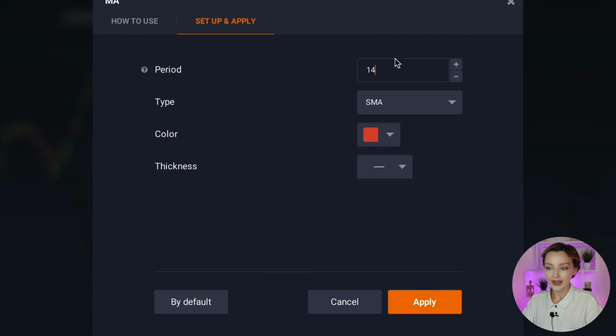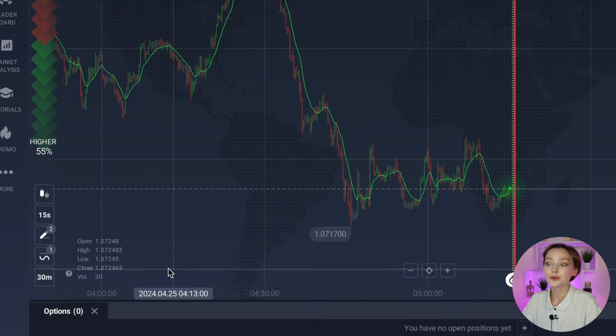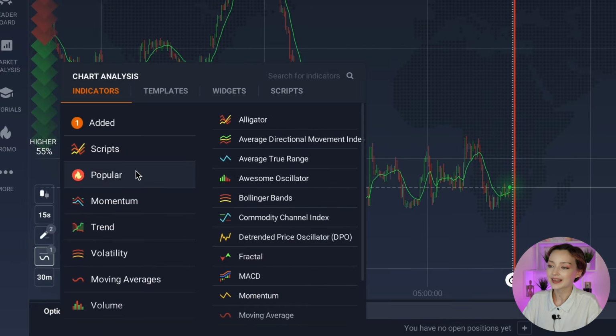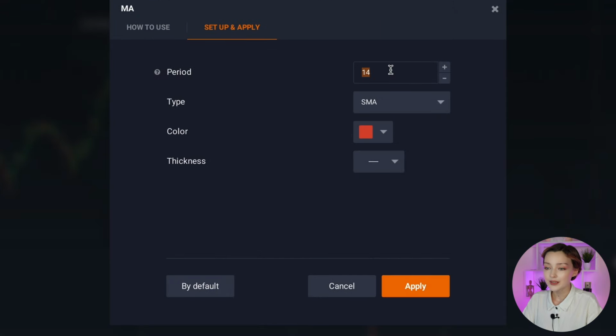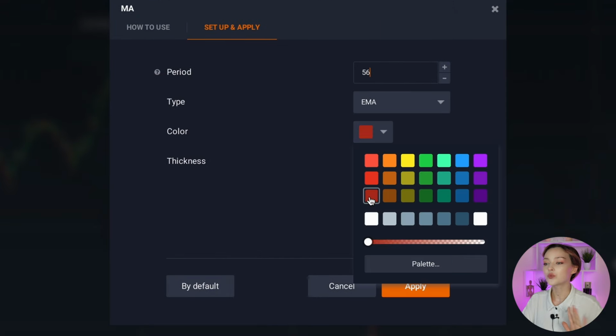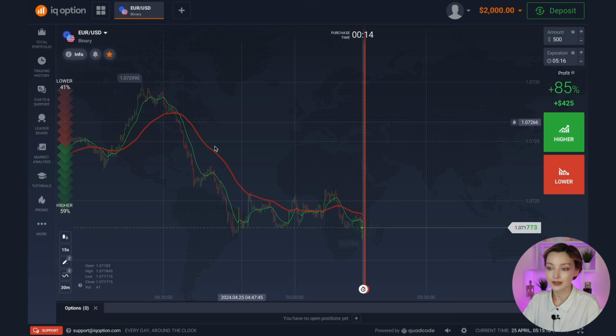We're clicking it twice and apply these settings. This period is 11. The type must be EMA. And let's switch the color to green. Saving, going back here or here, it doesn't matter. This period will be 56. The type is EMA just as well. The color is red. And let's make it as bold as possible, 3 pixels.